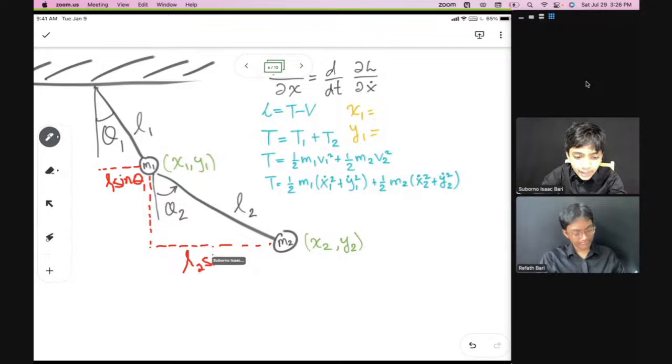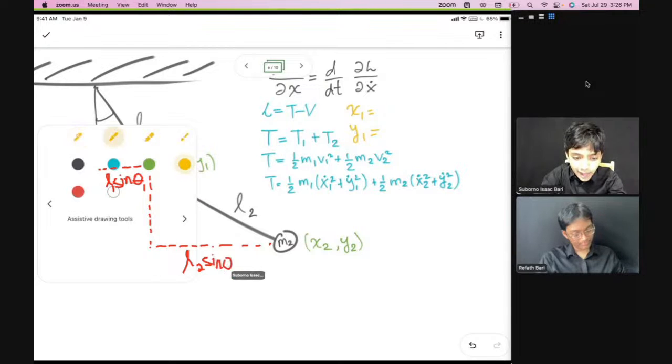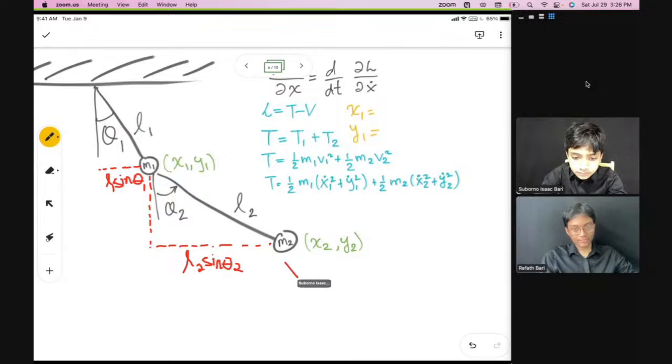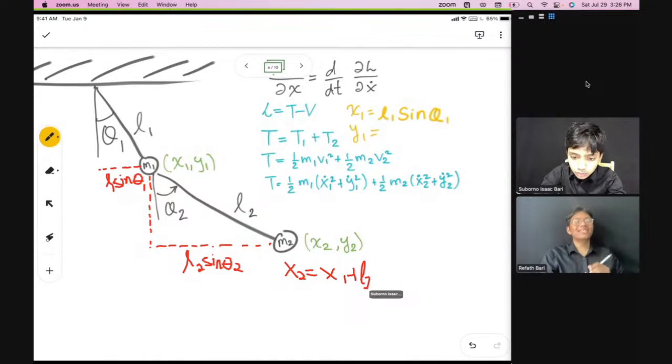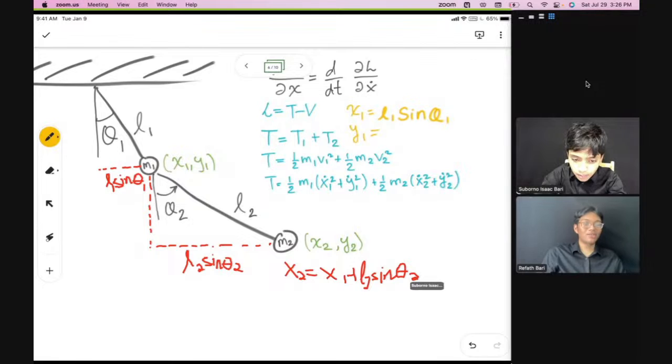But the problem is x2 is not just going to be that. x2 is going to be x1 plus the precisely other. Wow, this is genius. The first two times I did this problem, I didn't even realize that. That's a very good point. What about y1? You didn't tell us what y1 would be.